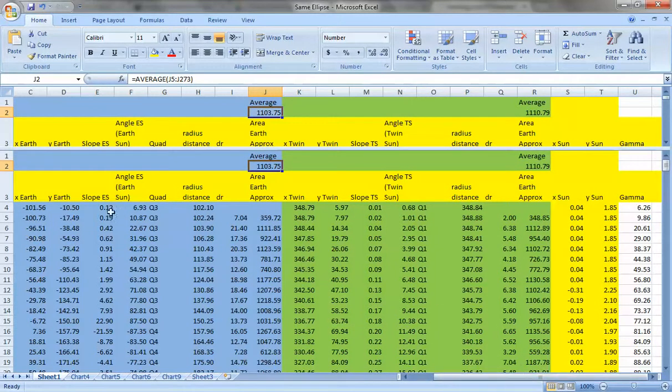Using the slope of the line that goes between the Earth and the Sun, which I call slope ES, and the slope between the twin and the Sun, I was able to find the angle that is in between the two planets. So if I found the equation of this line and the equation of that line, I can get the angle that those two lines make together. And I think that is what the problem is asking for with the calculation angle.